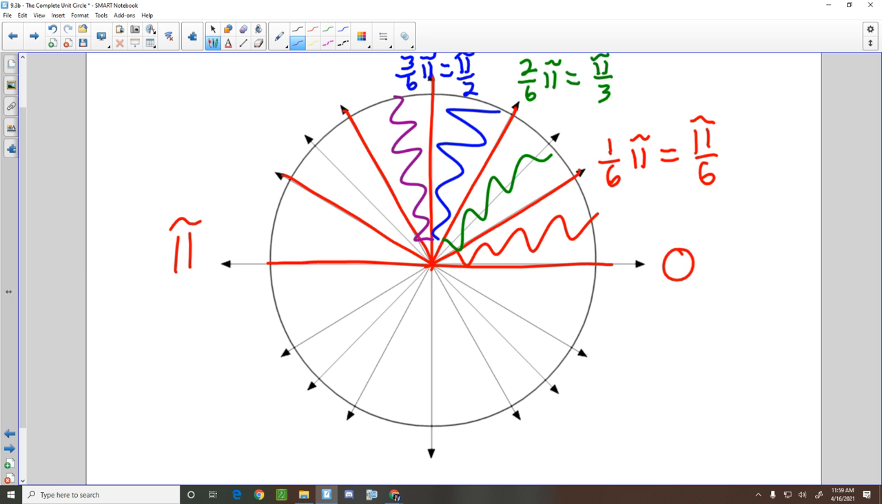All right, let's take a fourth slice of that pi. So that's 4/6 of pi, or 2 pi over 3. That would be at the 150, nope, that's the 120 degree mark.